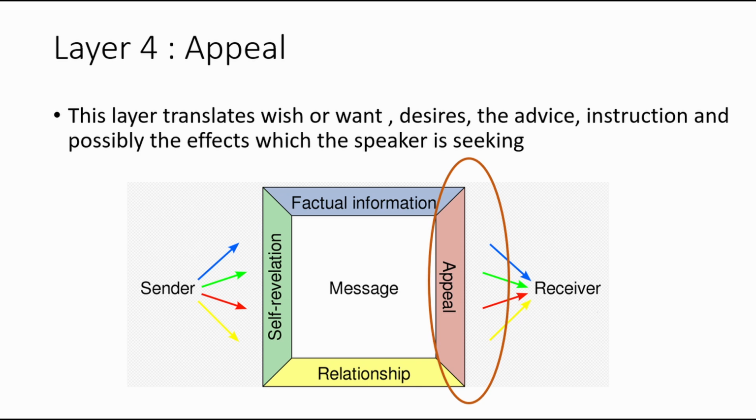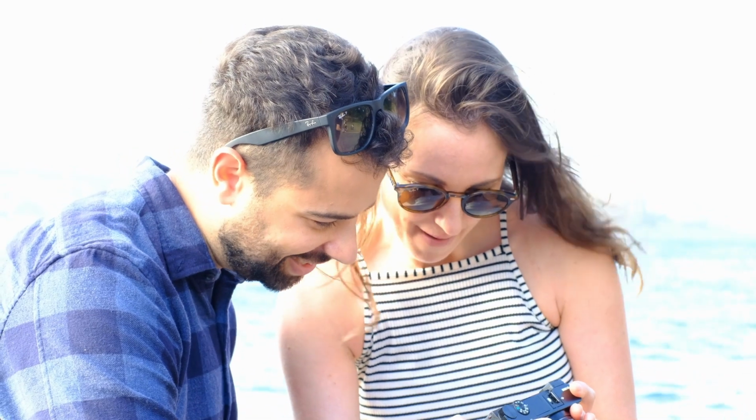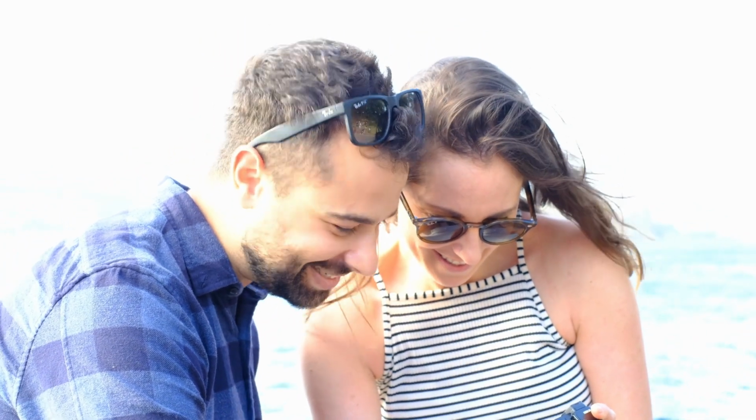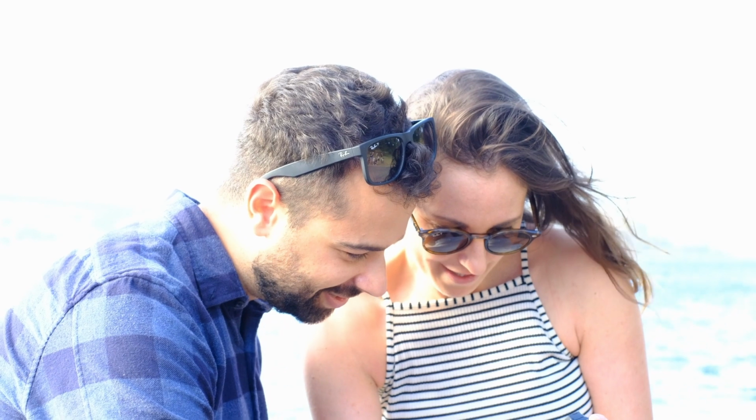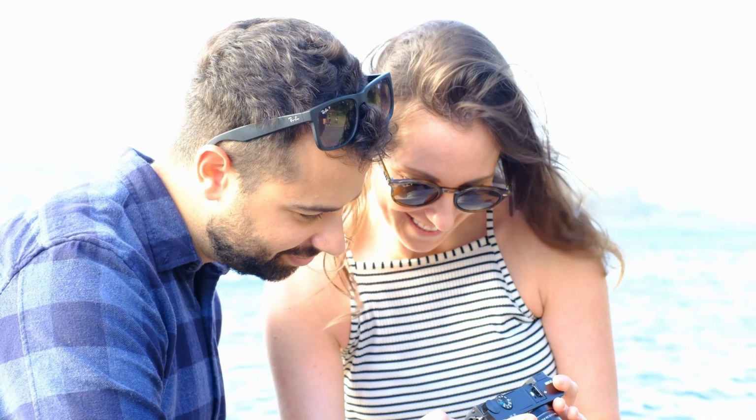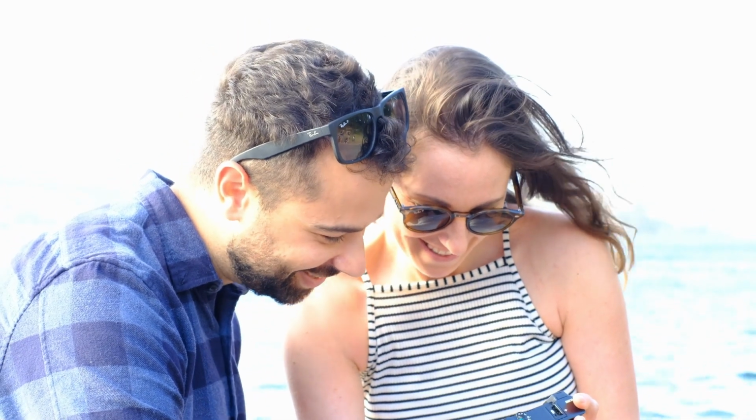Then we have the wish or want layer, which means the layer that contains the desire, what you are intending, the advice, instruction, and possibly the efforts which the speaker is seeking. For example, if I wanted to say, could you please let this happen and don't think about it? So I'm advising here and I'm caring for that person and saying that, okay, the things which are not in your control, let them happen.